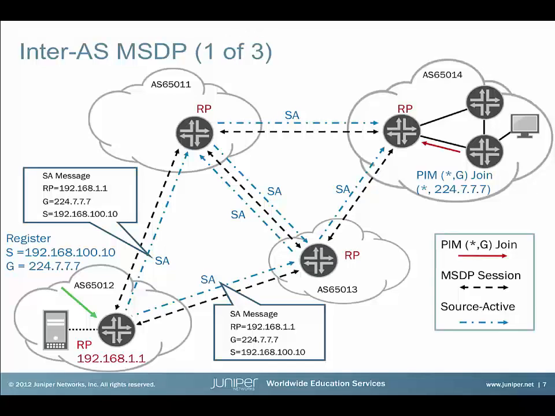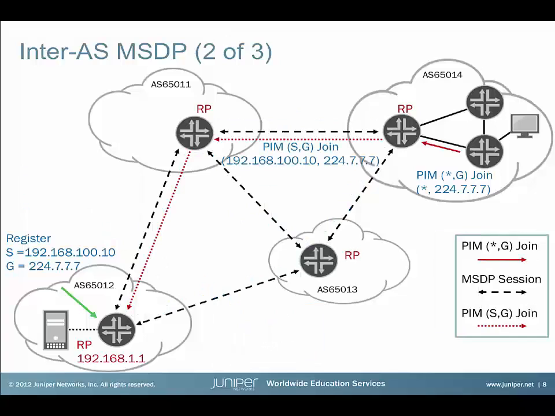The SA message will have information about the originating RP, the source, and the group. The MSDP peers in AS65011 and 65013 perform a peer RPF check on the SA message, and if successful, forward the message to other MSDP peers. The end result is that the RP in AS65014 learns about the active source 192.168.100.10 for the group 224.7.7.7.